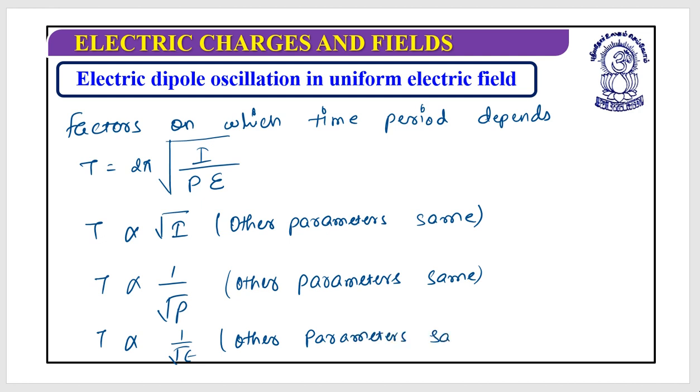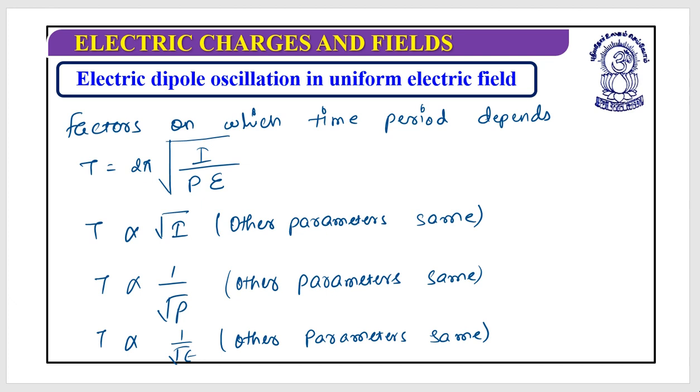So from here they can ask certain questions. If I change the I, what would be the change in time period? If I change the dipole moment P, what would be the change in time period? Or something like, if the dipole moment is doubled but the electric field is halved while I remains the same, what would be the change in time period? This can be done very easily, and these are fresh questions. Questions have never been asked from this, so there are fair chances that questions can be asked from this.